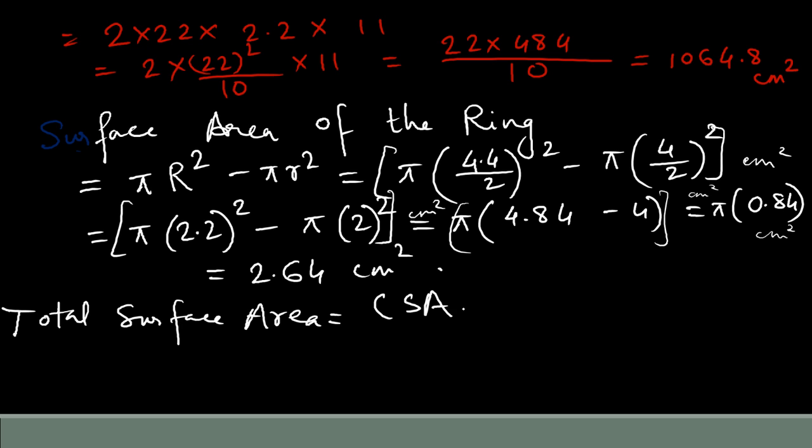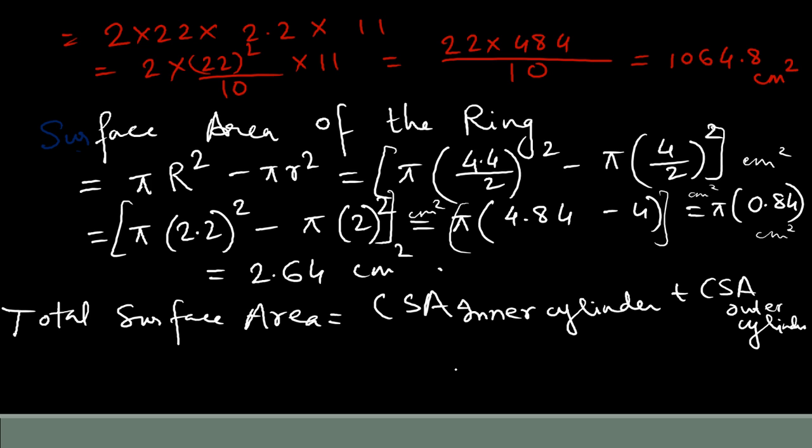curved surface area for inner cylinder plus curved surface area for outer cylinder plus surface area of the ring plus 2 times surface area of the ring, because two rings are there on the top and on the bottom.